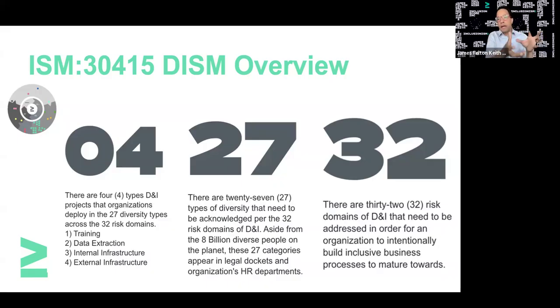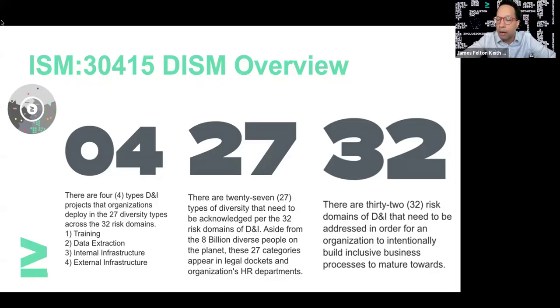And the fact that the standard has codified these 4 project or service types, it can distribute them across, and this is where it gets interesting, the 27 diversity types. And these 27 diversity types is not to say that there aren't billions of types of different people on the planet, but these 27 types are protected classes legally. So it's not just age and race and gender, it's neurodivergence, it's parents, it's pregnant people, it's you name it.